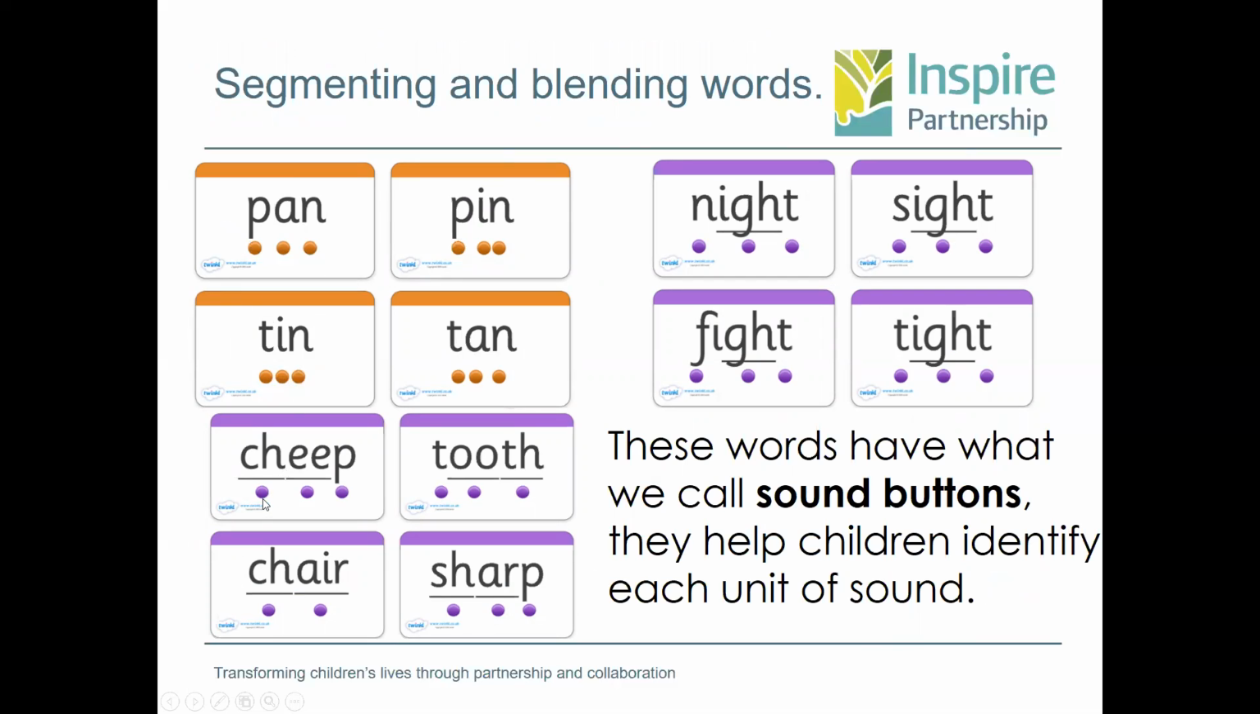With these phase 3 words, it's just as simple, but it's just learning that ee together is one sound. The ch is one sound. So it's ch, ee, p, cheep; t, ooth, tooth; ch, air, chair; sh, arp, sharp; f, ight, fight.